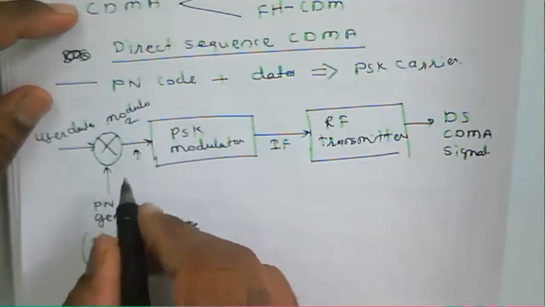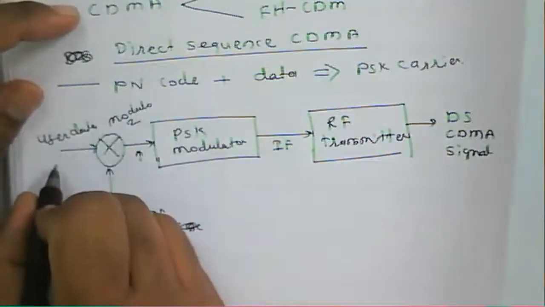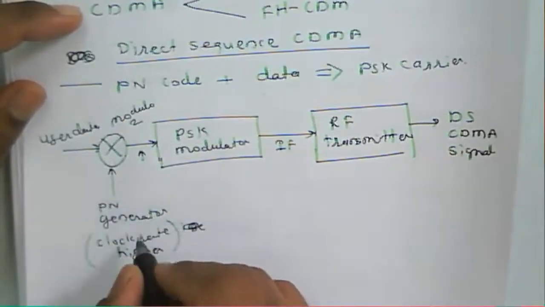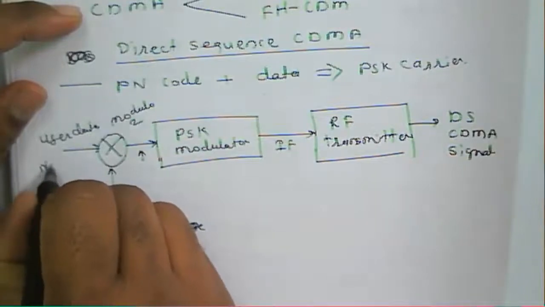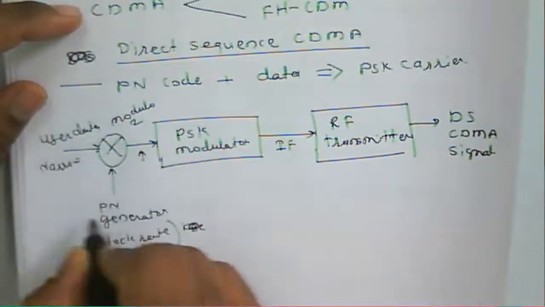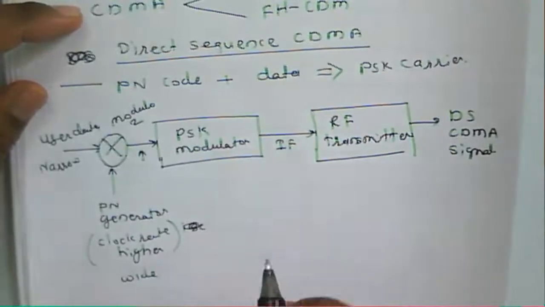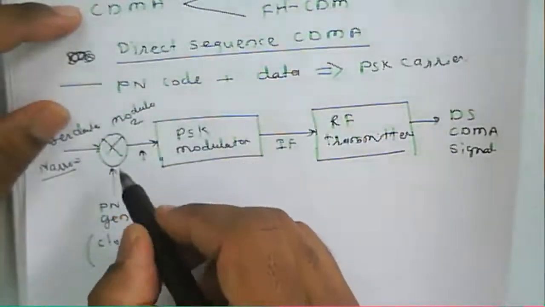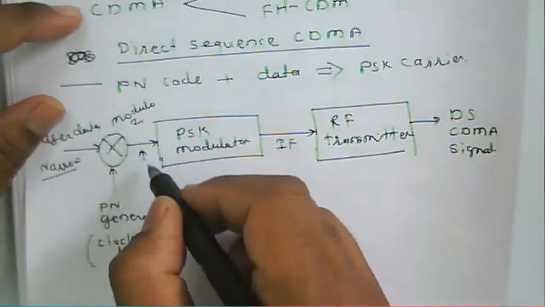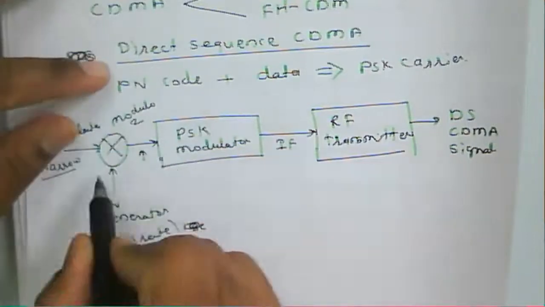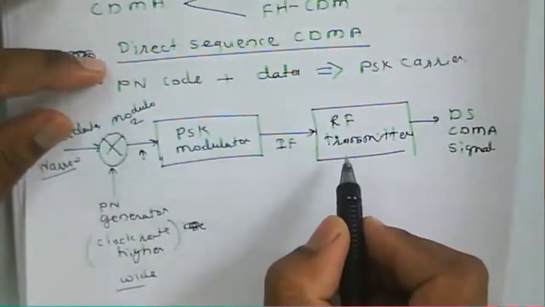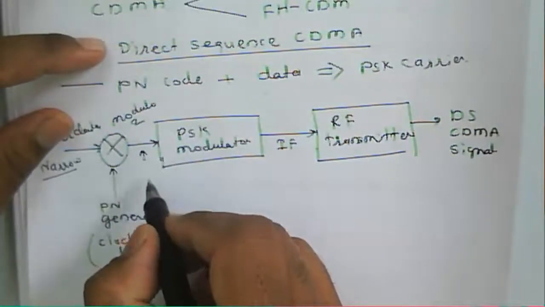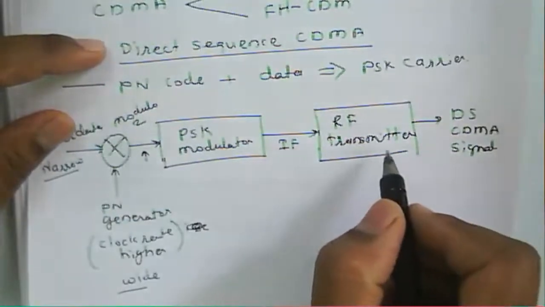the spectrum of that data is narrow, but the spectrum of this particular PN code or PN sequence is wide. So the data has a narrow spectrum and the PN sequence has a wide spectrum. But the resulting signal, the transmitted data, has a wide spectrum here.